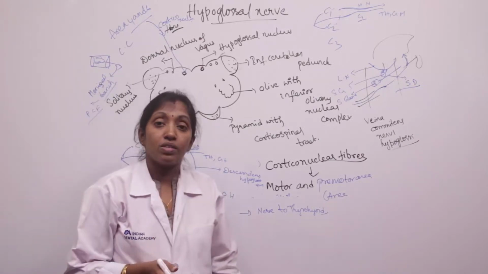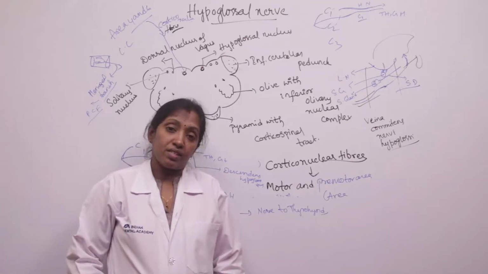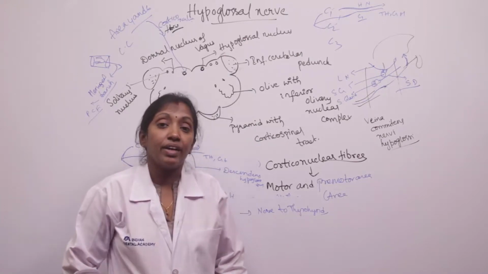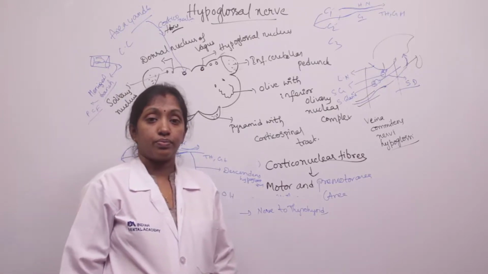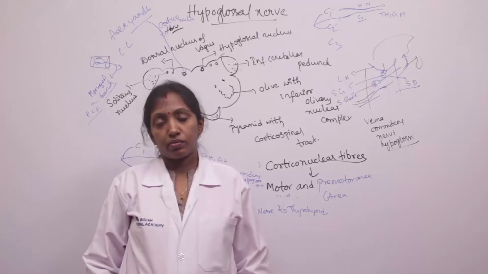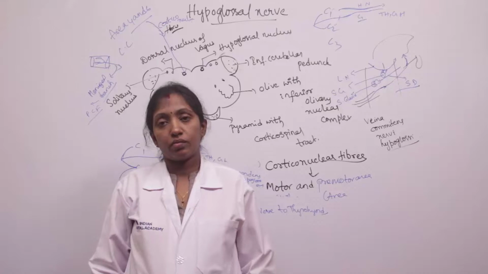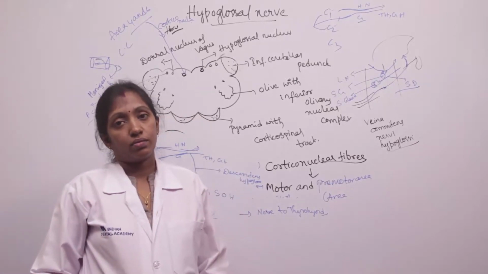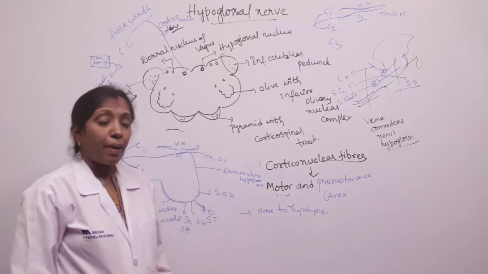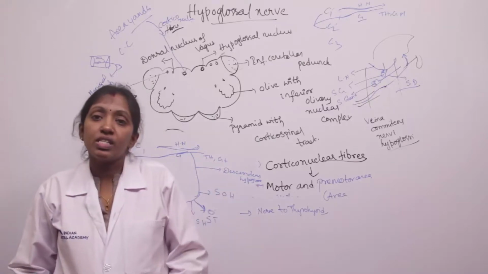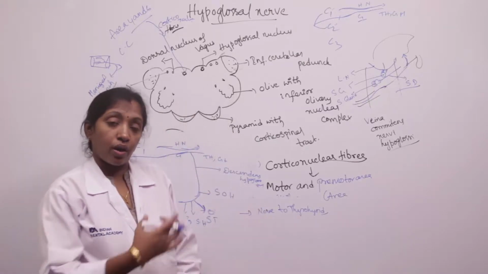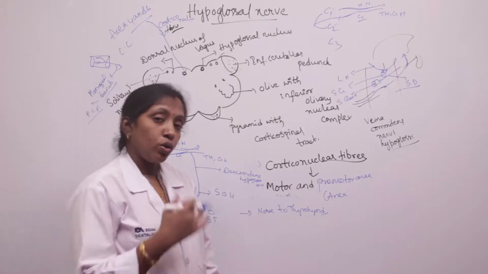The palatoglossus muscle is supplied by the cranial part of the accessory nerve through the pharyngeal plexus. So all the muscles of the tongue are supplied by the hypoglossal nerve except palatoglossus, which is supplied by the cranial part of the accessory nerve through the pharyngeal plexus. Okay, so that's about the hypoglossal nerve.